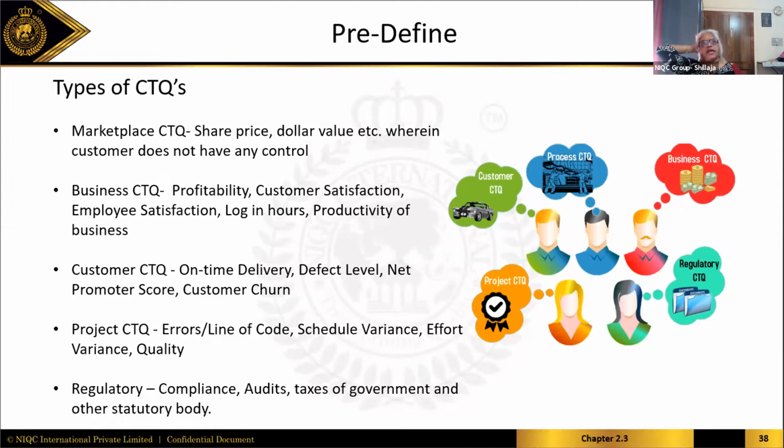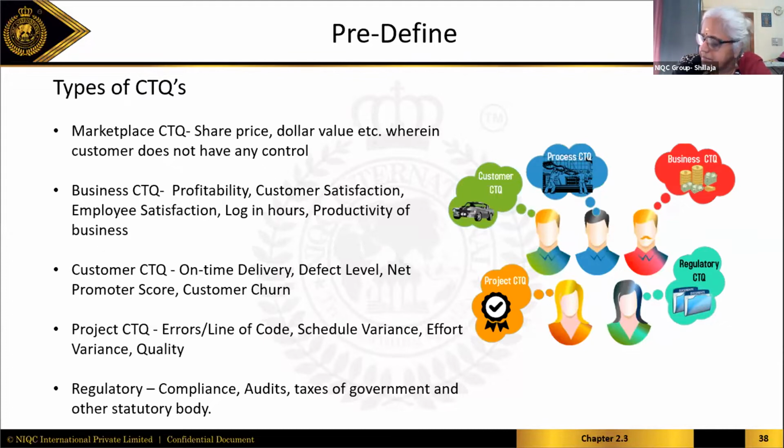There are different types of critical to quality. What is a shareholder? They will be looking at share price. That is critical to quality for them, no? If you are a shareholder in any bank or in any organization, maybe Wipro, maybe TCS, maybe Apple, maybe Microsoft, the performance of the share price, the dollar value, all that is critical to quality for them. So those critical to qualities are called marketplace CTQ, the share market, right?